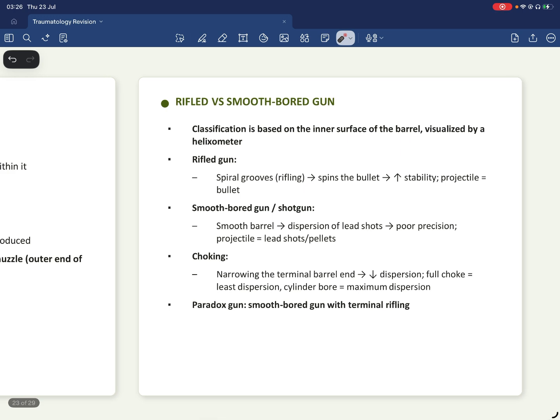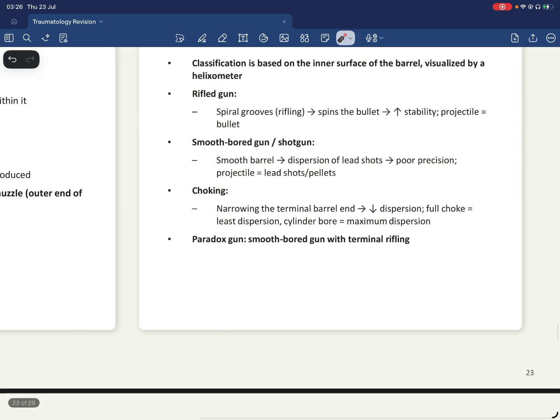Smooth bore guns, such as a shotgun, disperse lead shots, leading to increased area of contact. Choking is narrowing the terminal end of the barrel, which decreases dispersion of the shotgun. And a paradox gun is a smooth bore gun with terminal rifling.